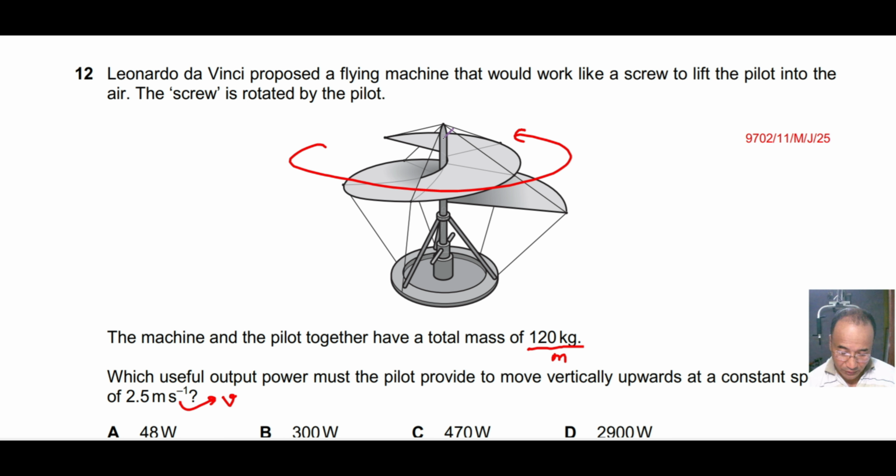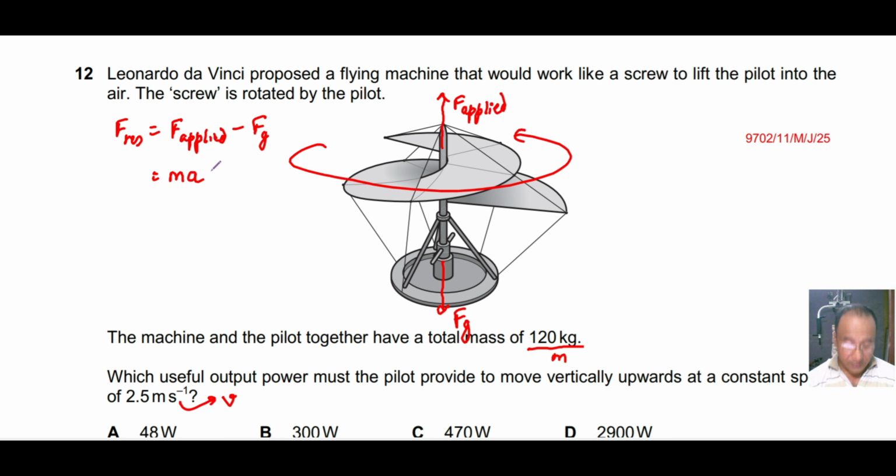The pilot has to create an upward force, which is a force applied by him, and he has to fight against the force of gravity. This is the force of gravity. So the resultant force is equal to F applied minus Fg, or the weight. This is equal to mass into acceleration. So mass of the whole thing into acceleration.